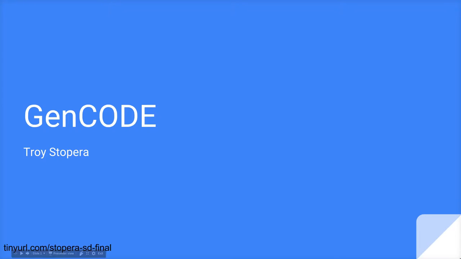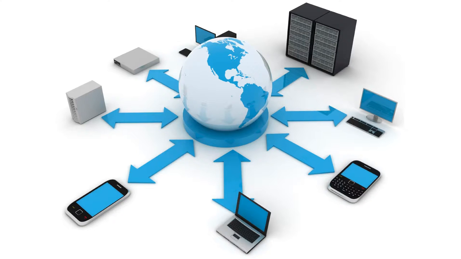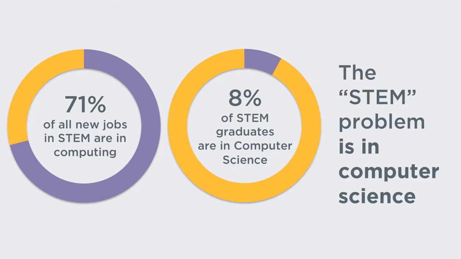Before I get into what it can do and how it works, I'd like to first talk about why computer science is so important. As everyone knows, computers are playing an ever-increasing role in our day-to-day lives and can be found in your cars and even your pockets. Not surprisingly, this has led to an increase in the demand for computer science professionals. In fact, 71% of new STEM jobs are in computing. However, only 8% of STEM graduates graduate with a degree in computer science.